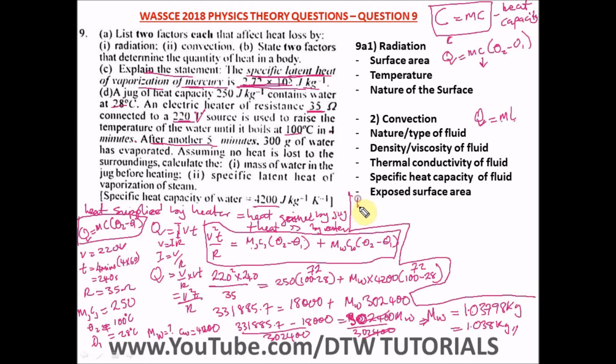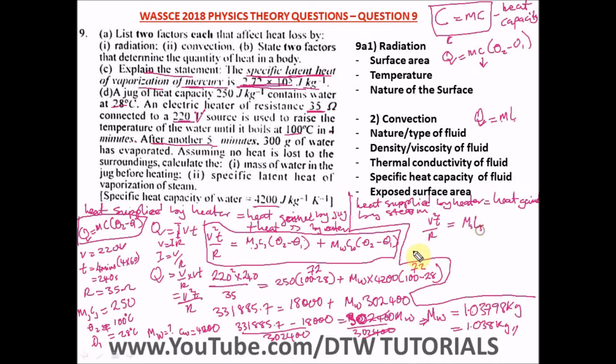Okay, so we have here, we say heat supplied by heater is equal to heat gained by steam. The heat supplied by the heater, remember our formula, is V squared t over R, and it is equal to the heat gained by the steam, which is mL.